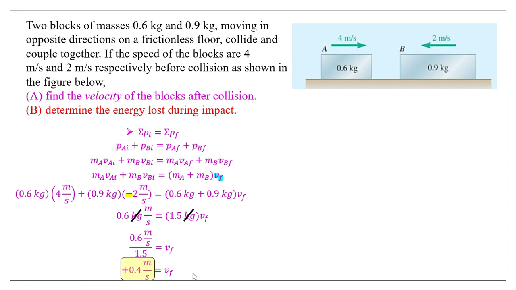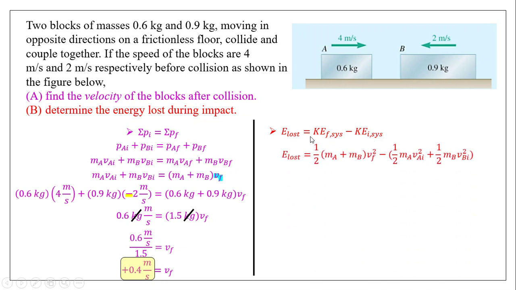Part B asks you to find the energy lost during impact. So this is an inelastic collision where the blocks stick together, so kinetic energy is not conserved. Therefore, to find the energy loss, you would just take KE of the system final and then subtract from it the initial energy that was in the system. KEF can be broken down to 1/2 mv squared, but the mass in this case would just be the sum of the two masses because they now move as one unit. VF squared, and VF we just found in part A, which is 0.4.